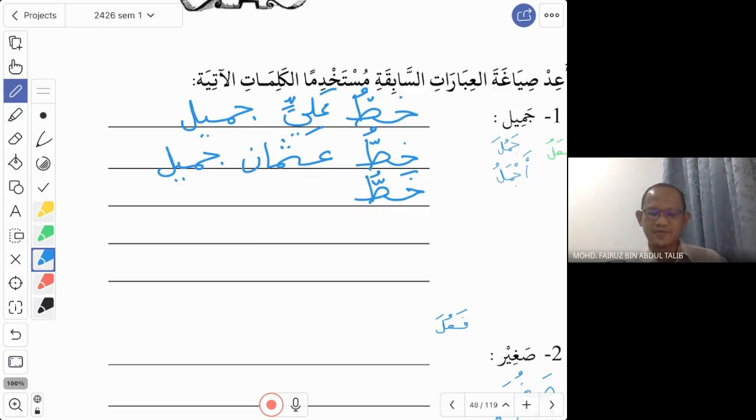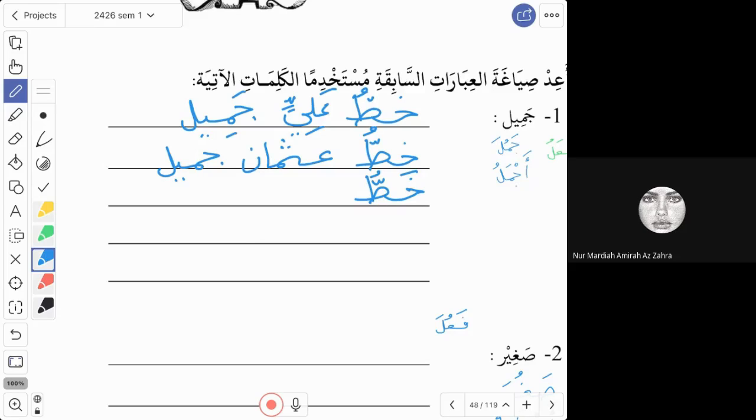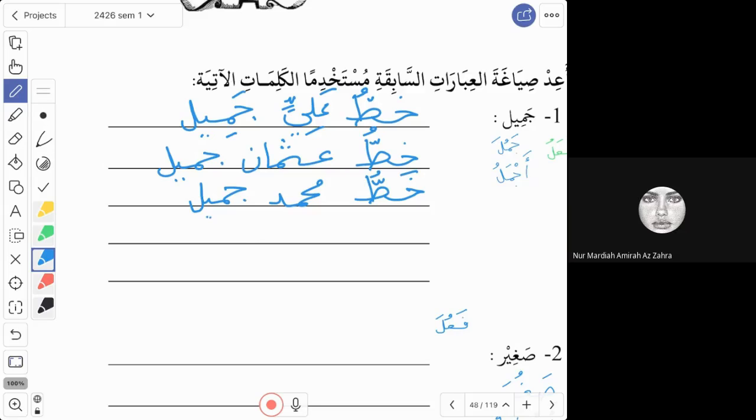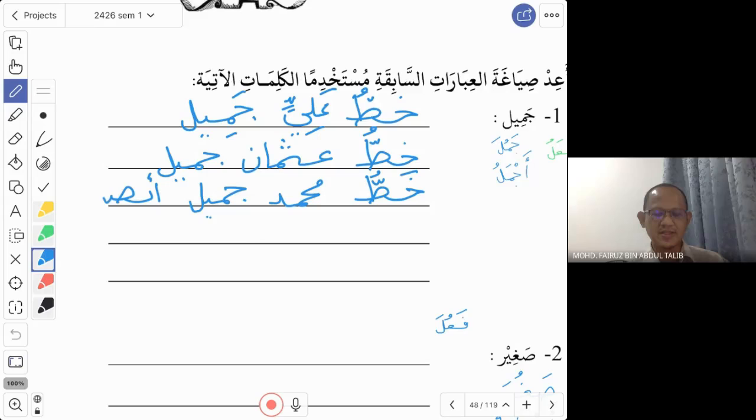Okay, now another person. Whose khat now? Muhammad. Khat Muhammad. What about the khat of Muhammad? It is also Jamil. So how do you say also Jamil? Jamilun aidan. Yes, you add the word aidan. You can also say aidan Jamil. So you can place the word aidan before the word Jamil. That is also correct.